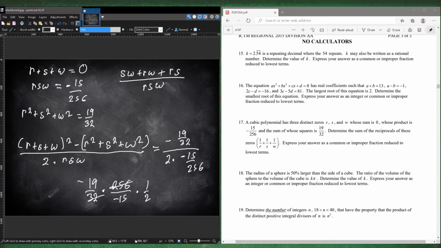So 32 and 256, this is pretty common. That is just equal to 8. And then this 8 cancels with this 2 to make a 4. And then this negative cancels with this negative, so we have 19 times 4, which is equal to 76, and then we have a 15 on the bottom, which we can't simplify. So we have 76 over 15, which is your answer for number 17.